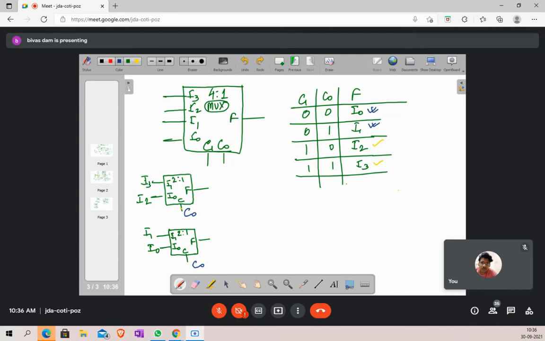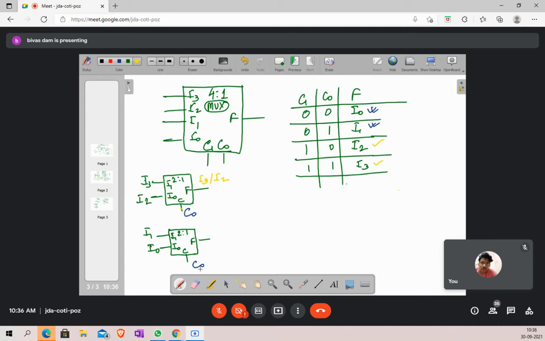Fine. Now, depending on the value of C0, what are you getting here? This output: I0 and either I3 or I2. When are you getting I3? When C0 is 1. When are you getting I2? When C0 is equal to 0.